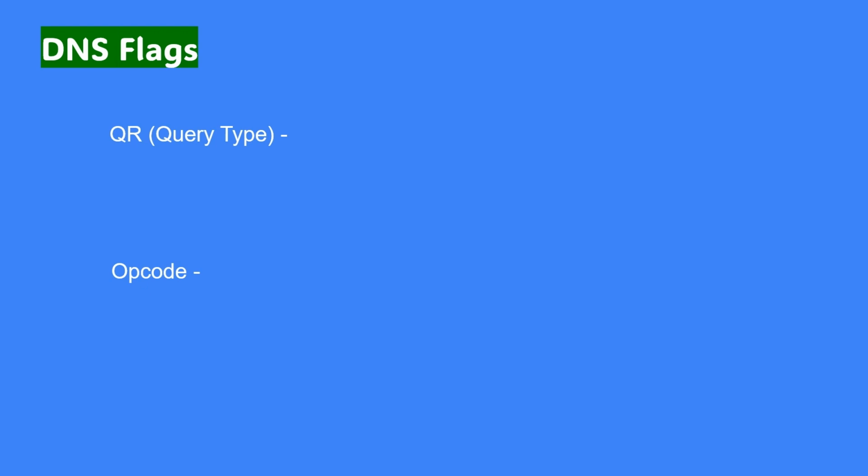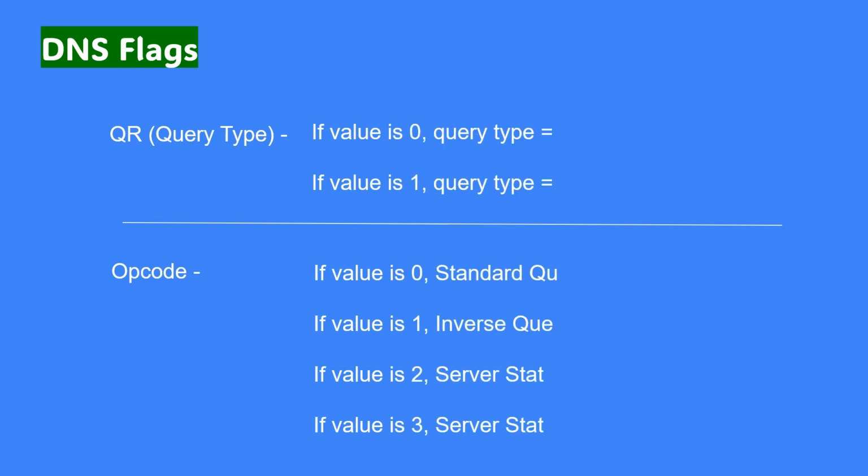Let's jump on to the DNS flags now. DNS flags, starting with the query type and opcode. So these flags are mostly 0 and 1, and it depends how many bits are being used there. Query type is a single bit, which can be 0 when it's a request type of query, and it can be 1 when it's a response to that query.